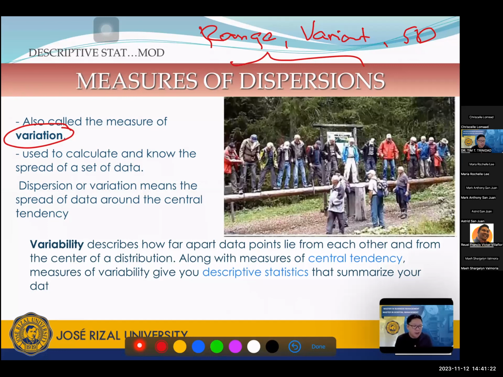So variability describes how far apart your data points are. Your variability will describe how far apart you are from the center. Okay. So, who is the most variable here? This one. As you go closer to the middle, the more likely you are to be the same as the middle. So you become less variable, less different from the others.